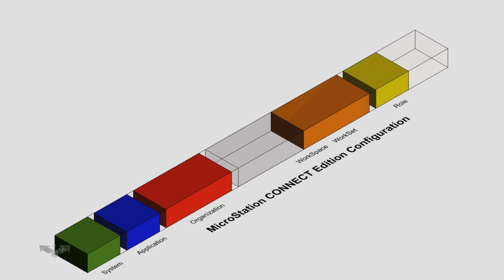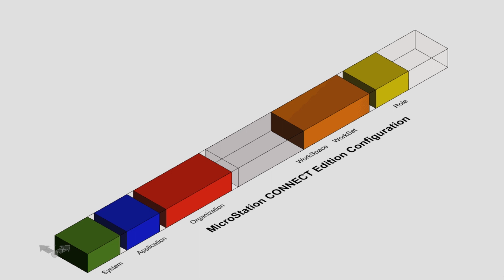Next, we have the role level. Some organizations want to override or augment standards such as level libraries, cell libraries, or other resources based on a particular user's role within the organization. A configuration file based on the role can optionally be provided by the administrator.